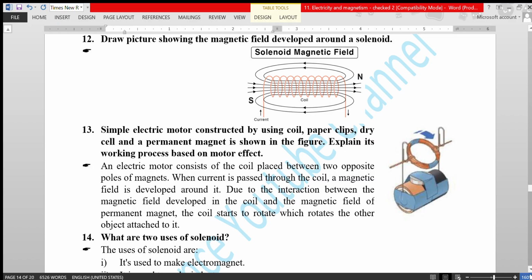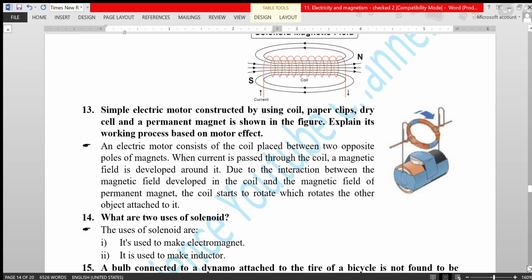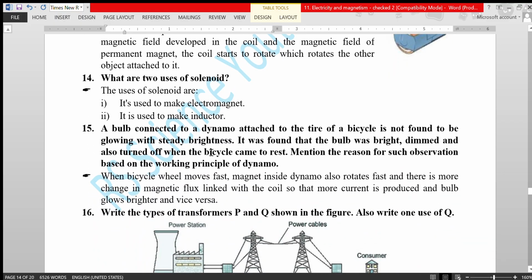What are the uses of a solenoid? It is used to make an inductor. It is used to make an electromagnet.